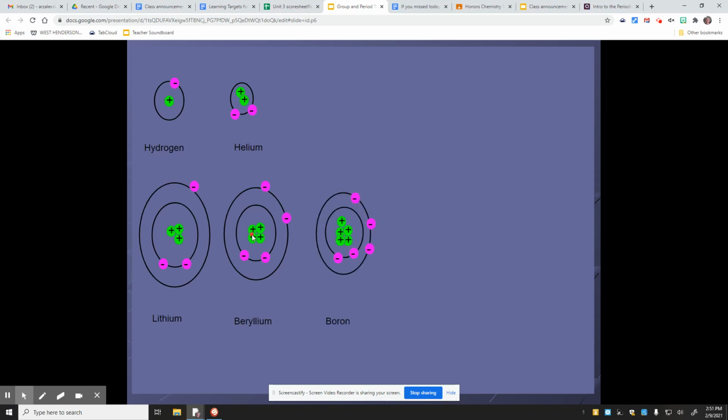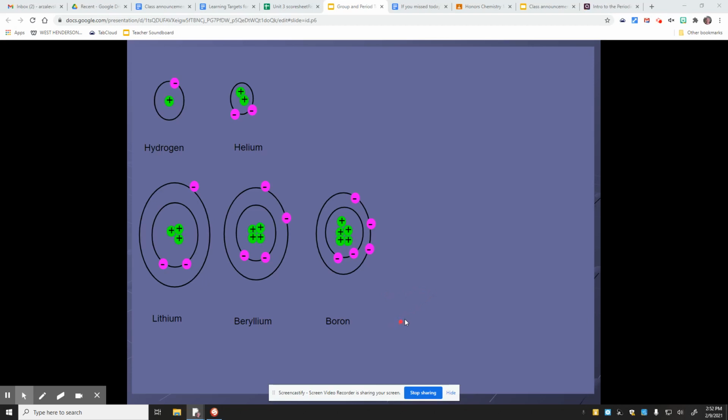If I go to the next element over, boron, it has 5 protons in the nucleus, still 2 energy levels. But we now have a more positive nucleus. So the magnitude of our charge has increased again. And so these valence electrons are more attracted to the more positive nucleus of boron than the valence electrons of beryllium or lithium. And since there's more attraction, the electrons are pulled in a little closer.